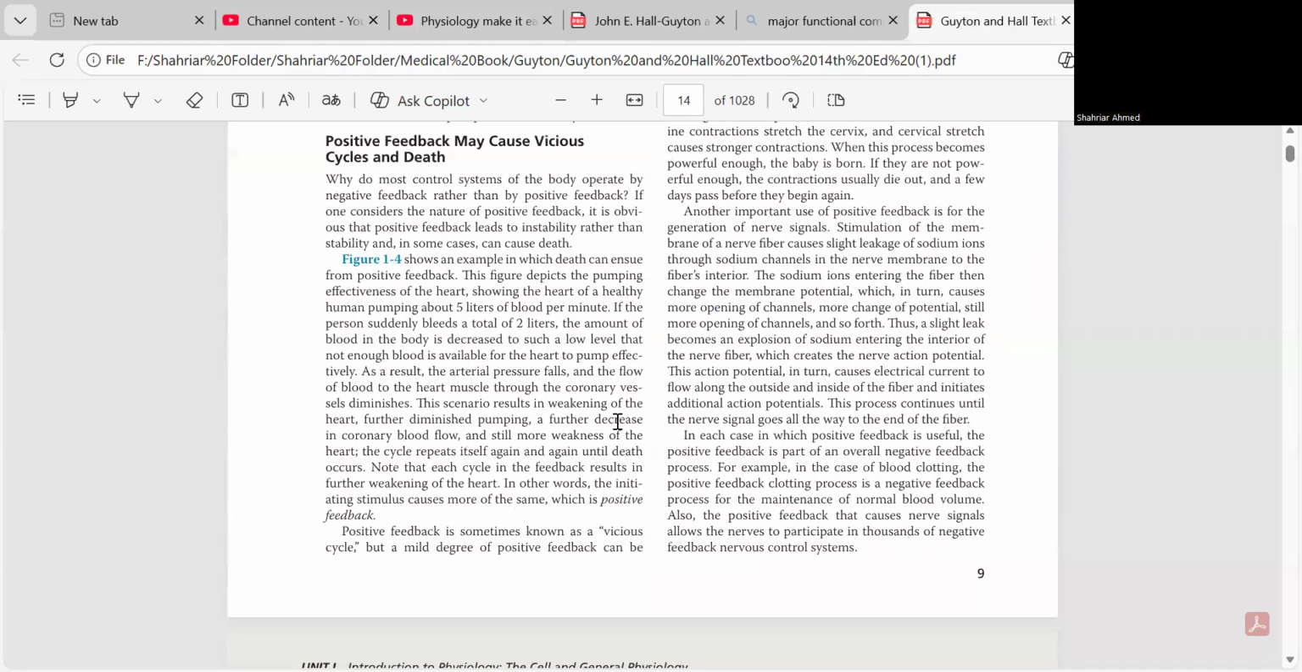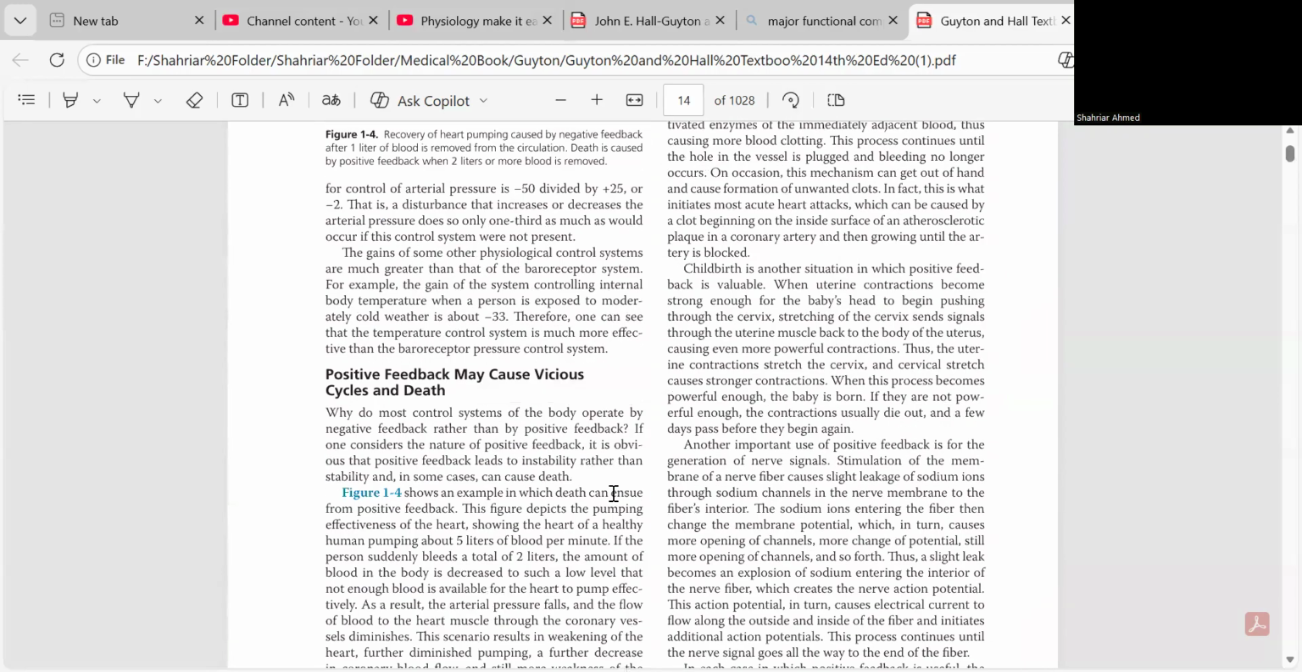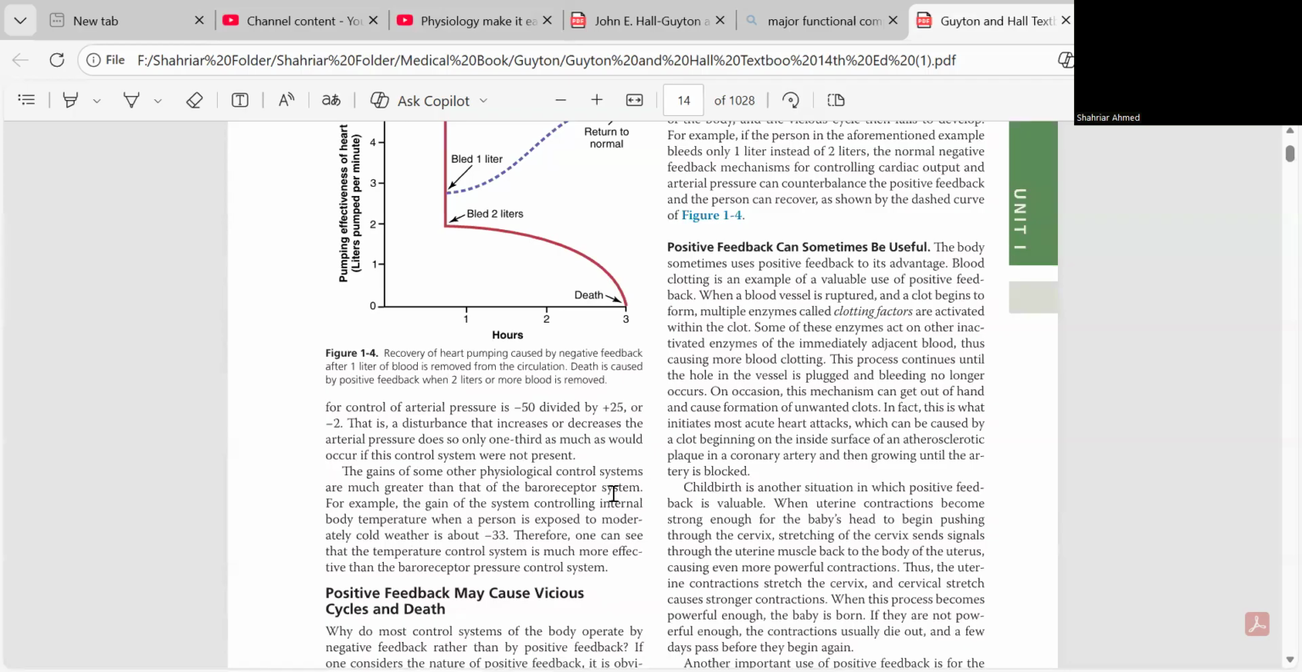So what is positive feedback system? It is the system in which the initiating stimulus causes more of the same. That is, if you feel pain, the pain will be increased. If it bleeds, the bleeding will be increased. If a clot is formed, the clot will be formed more. If a nerve signal is generated, the nerve signal will be more.